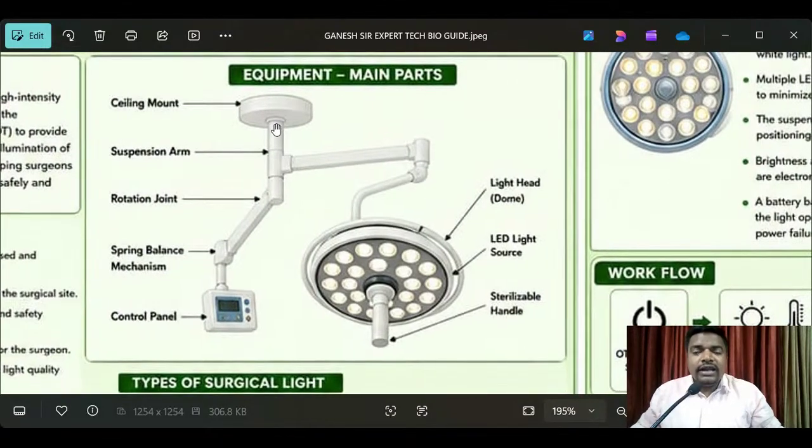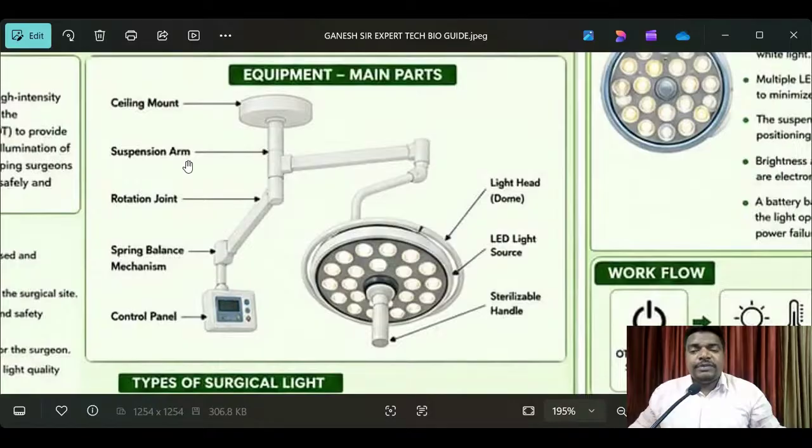First of all, how an OT light looks, I will show you right now. See here, the equipment main parts. Ceiling mount: this is on the OT roof, the top of the roof, where we have to fix it, above the OT table. See here, ceiling mount, this one.